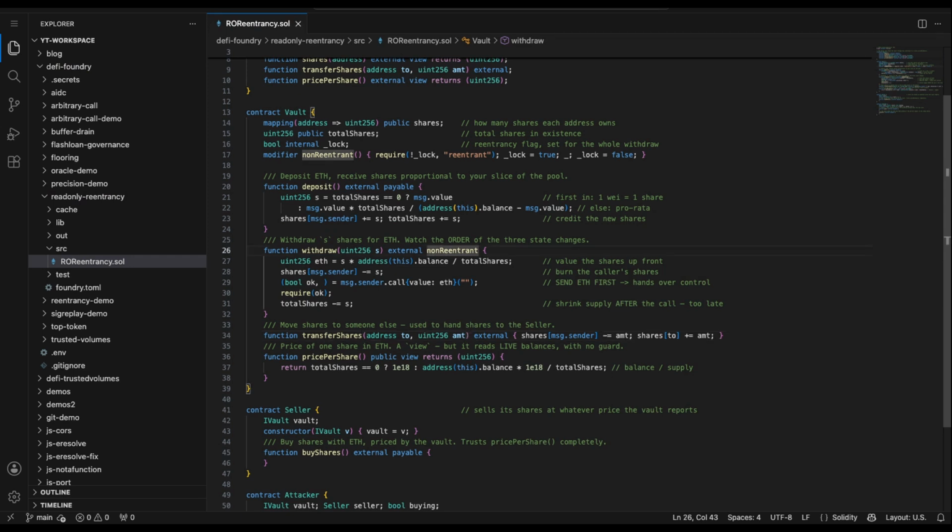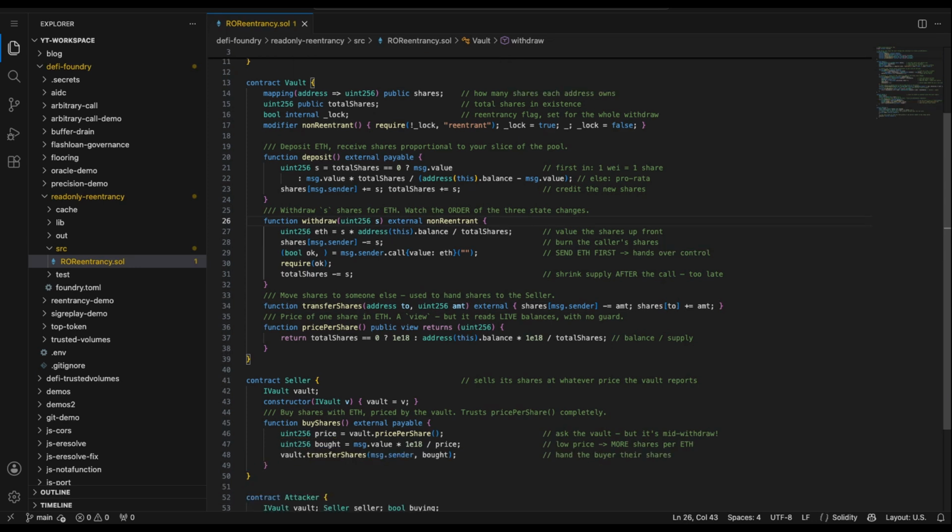Next, the seller, and this is the victim. It sells vault shares to anyone with ETH. To price them, it does the natural thing. It asks the vault for the price per share. It completely trusts that number. Divide the ETH you paid by the price, and that's how many shares you get. So if the vault ever reports too low a price, the seller hands out too many shares. It has no idea it's being asked in the middle of a withdrawal.